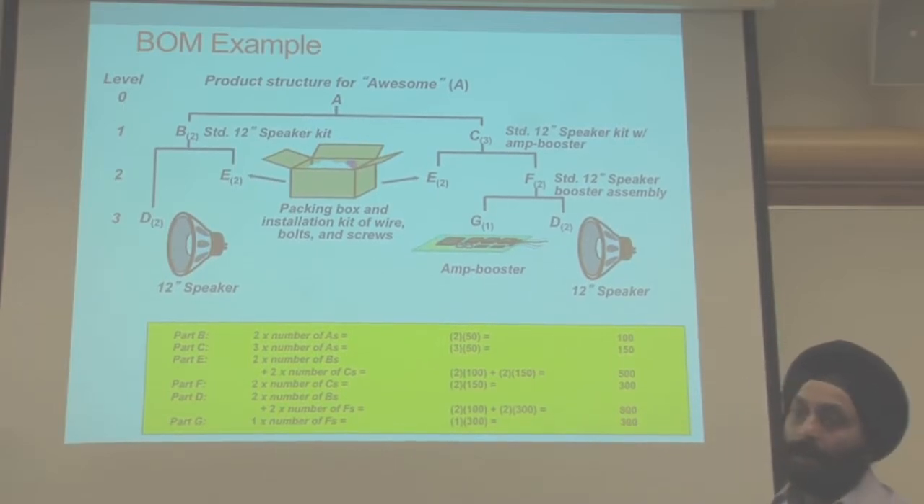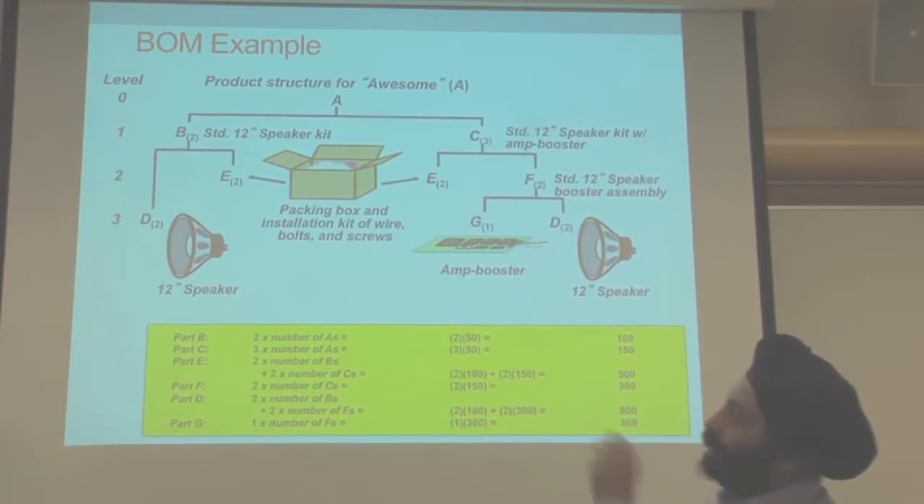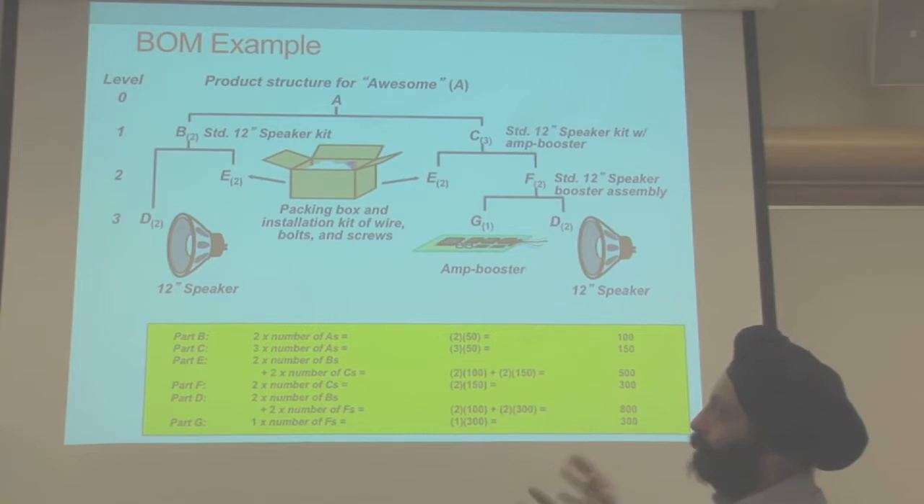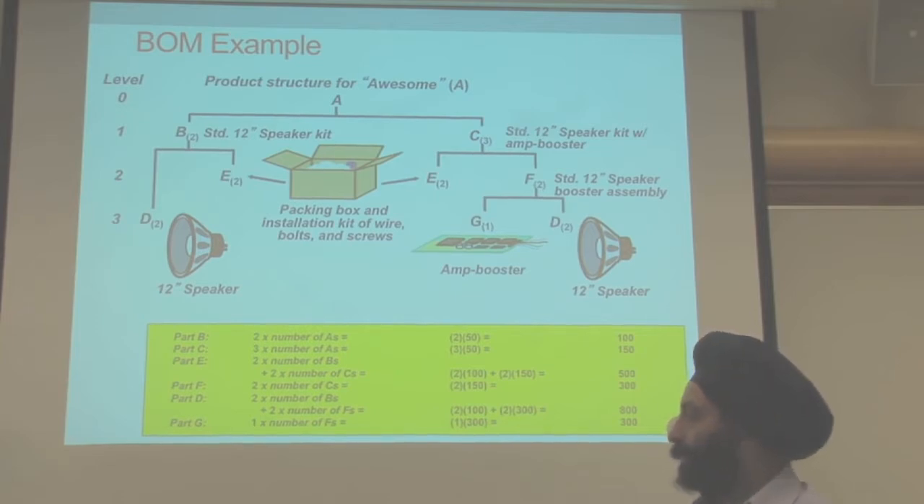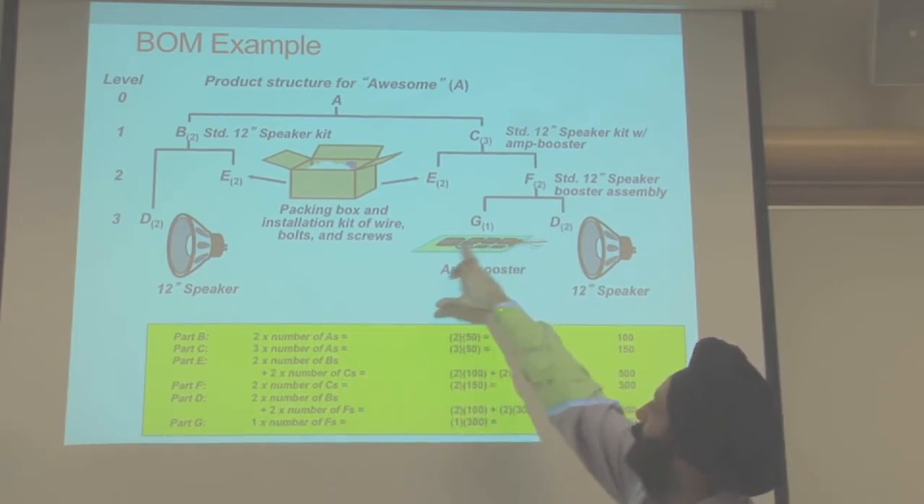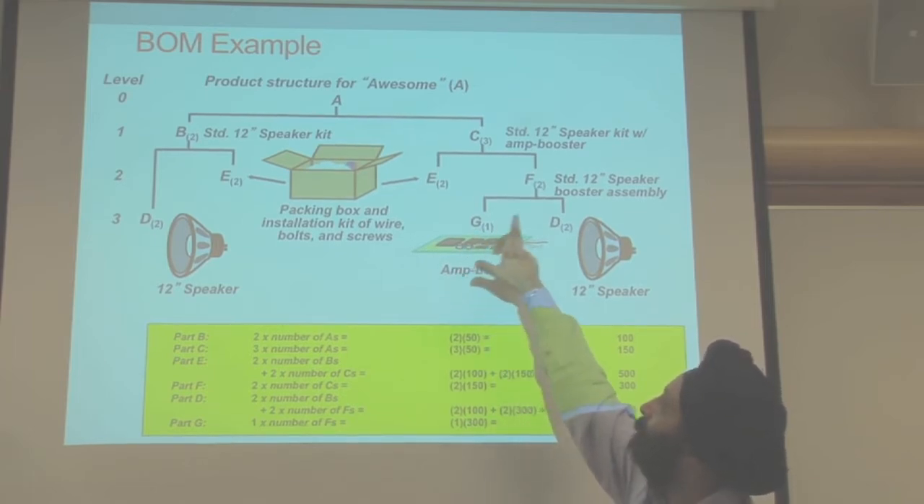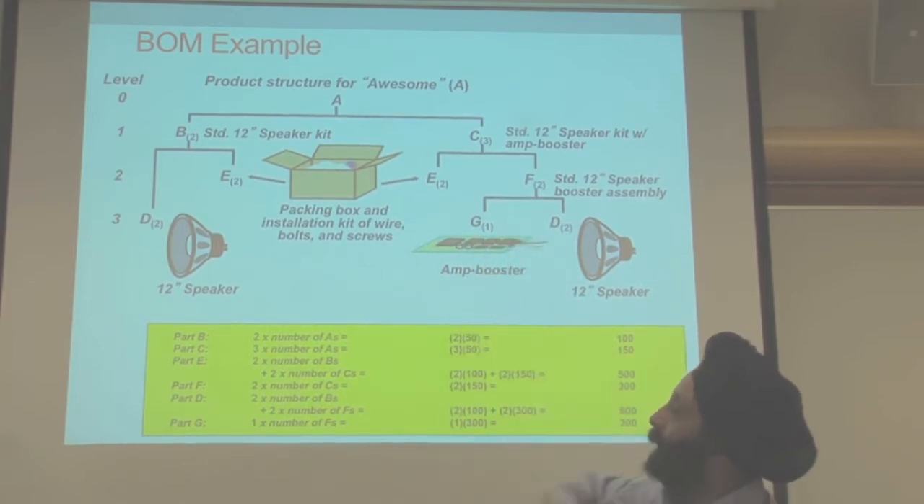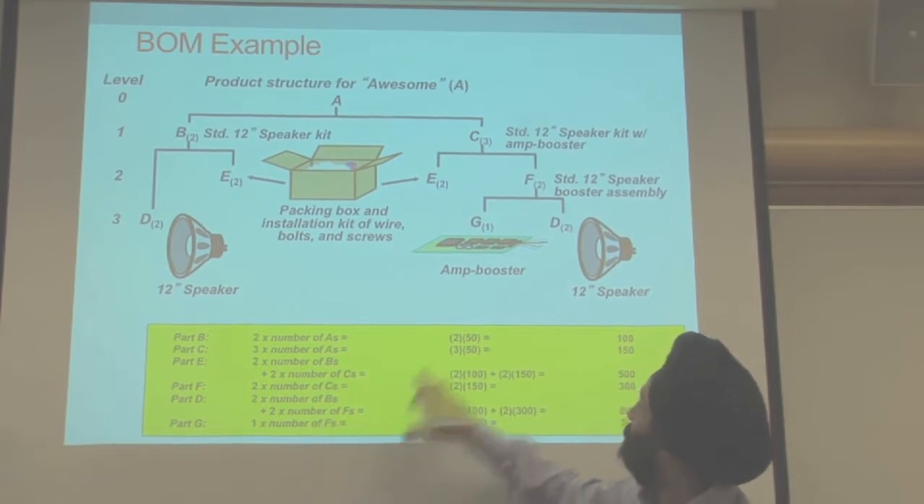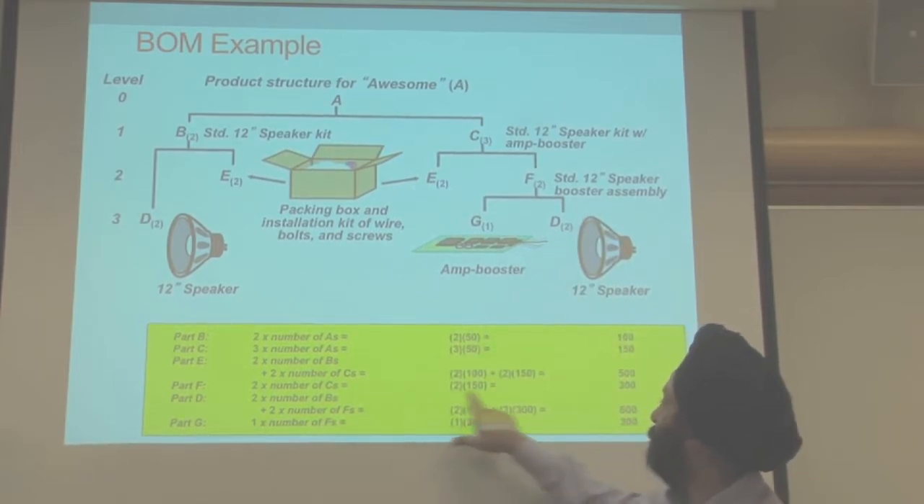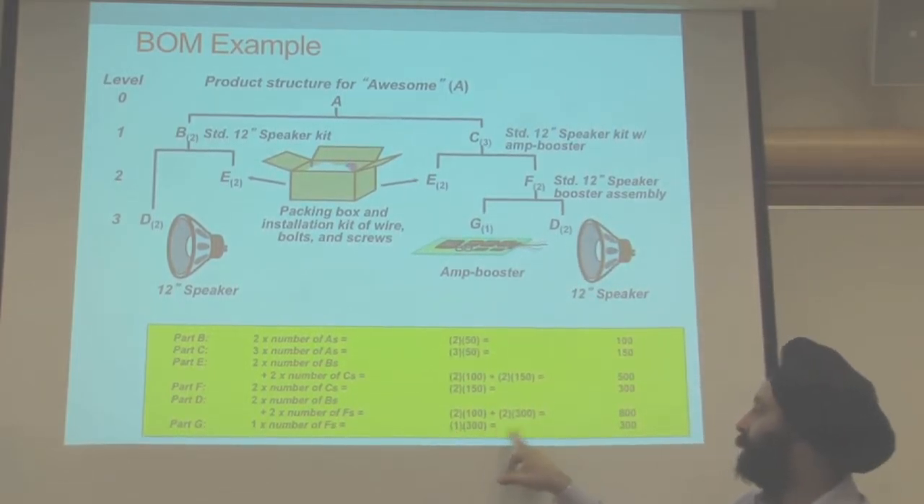That is the number of 12-inch speakers that you need, which will go into creating 50 overall speaker units. And then part G, the amp booster, is needed only on this end, and that is for each F you need 1 G. So 1 times the number of F. Since F we calculated earlier as 300, 1 times 300 is 300.